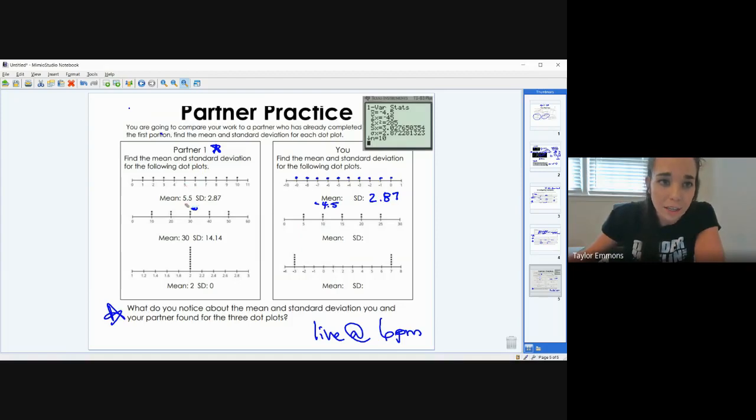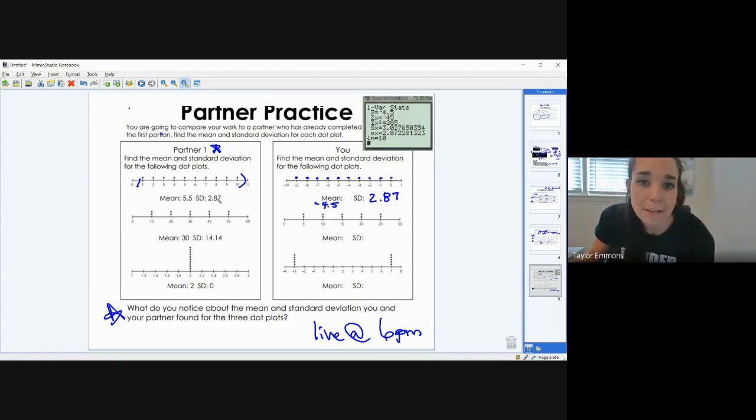So then it says, what do you notice about the mean and standard deviation you and your partner found for the 3 dot plots? So let's look at this first. Over here, my partner found the mean from 1 to 10, right? And they had a bigger mean than what I did. They also had a positive mean. So if you have positive numbers, you're going to have a positive mean. If you have negative numbers, guess what? You're going to have a negative mean. And that's what you would write down here. Positive numbers, positive mean.